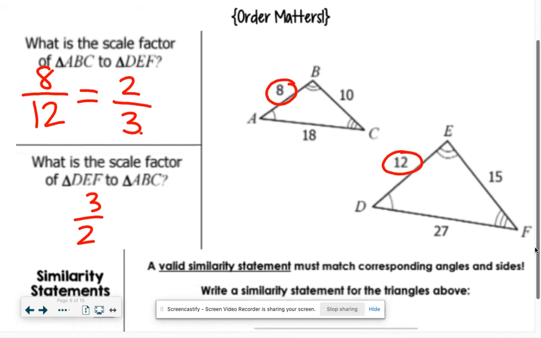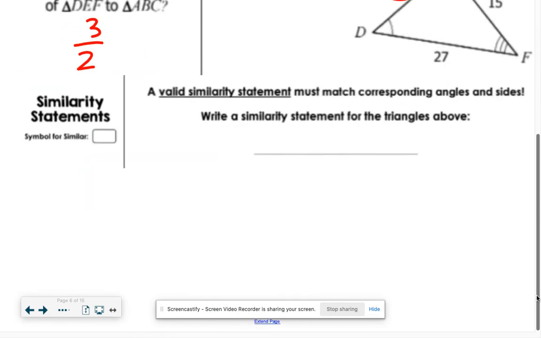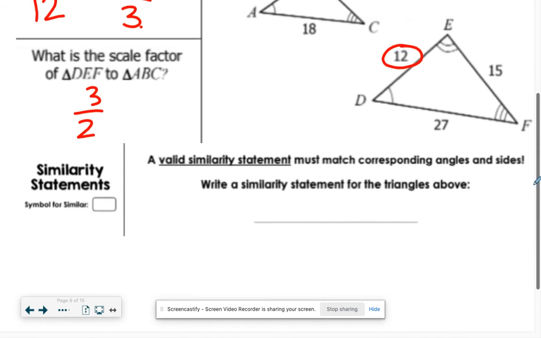That's all it means. We have a fun little symbol for similarity. It's just like a little squiggle, which is exciting. This is our similarity symbol. It's just a little wave. Woo, right?